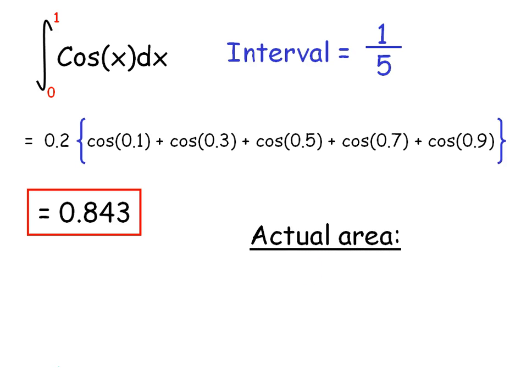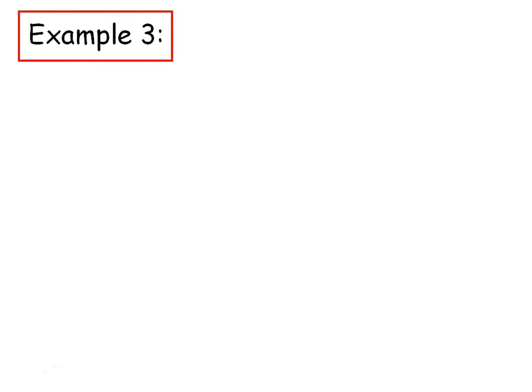Now, the actual area. For anybody that knows how to use the fundamental theorem of calculus, you can calculate the area from 0 to 1 of cosine x very easily, or you can do it on your graphing calculator. The actual area is 0.841. You can see how close the MRAM, the midpoint rectangle approximation, came to the actual area between the curve and the x-axis. So it's actually a very close approximation. Now, let's try another example.